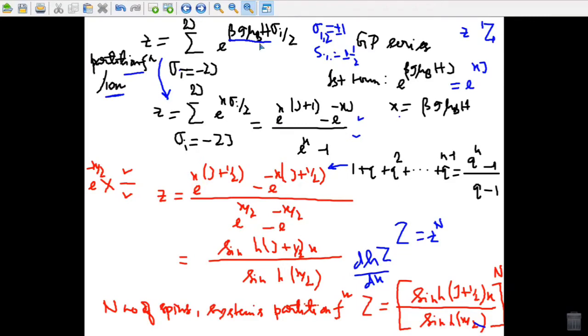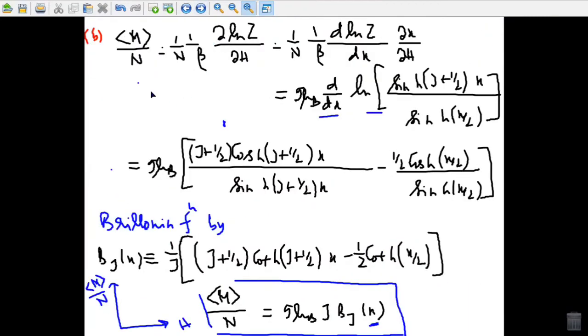The second problem we have to do this way: the average magnetization per spin is calculated in a manner similar to that for the case of spin half. So we continue to express capital Z in terms of x, and in order to obtain the derivative with respect to h, we use the chain rule, right? So average magnetization over N is equal to 1 upon N, 1 upon beta, del del h of ln Z, that is 1 upon N, 1 upon beta, d ln Z dx times del x del h. So this is the chain rule we apply here.